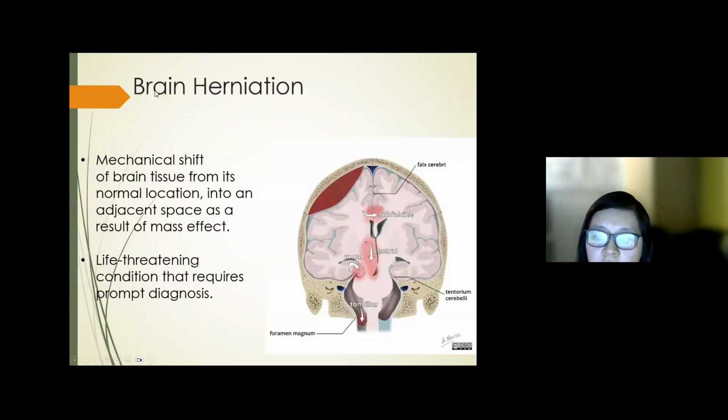Now I will talk about brain herniation. It is the mechanical shift of brain tissue from its normal location into the adjacent spaces as a result of mass effect. It is a life-threatening condition that requires prompt diagnosis.